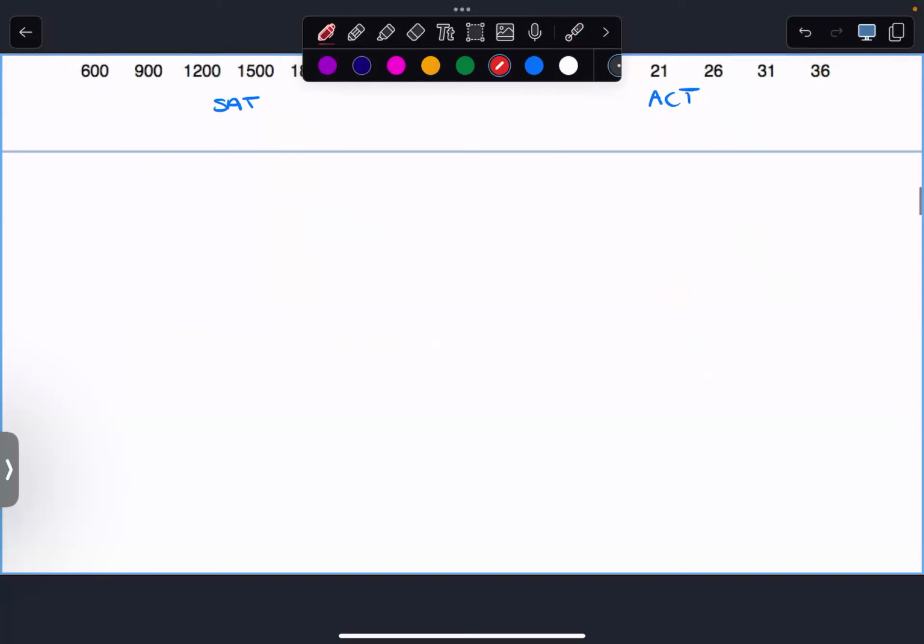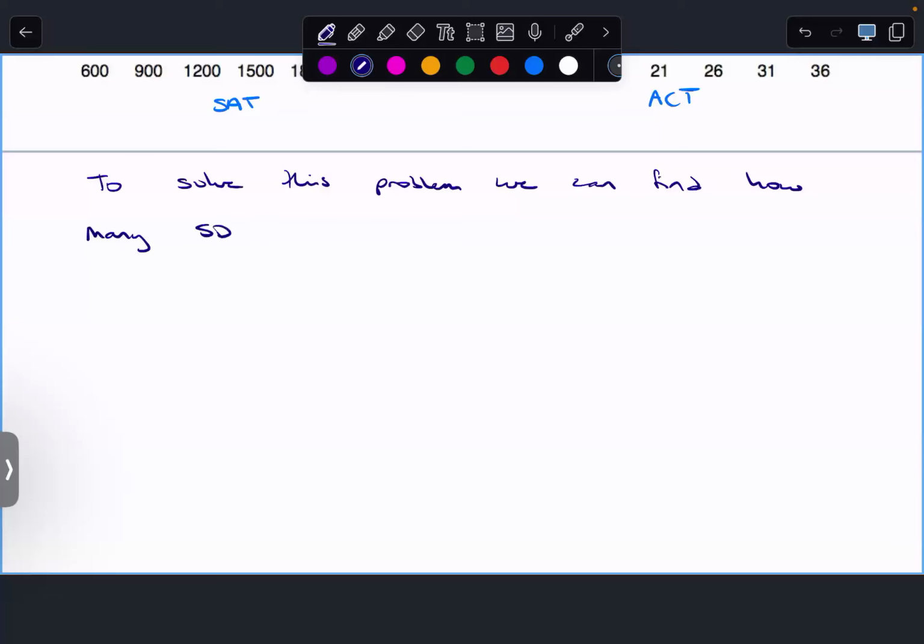Okay. So to solve this problem, we can find how many standard deviations, which I'm going to abbreviate SDs, each score is away from the mean. I'll say their respective mean.